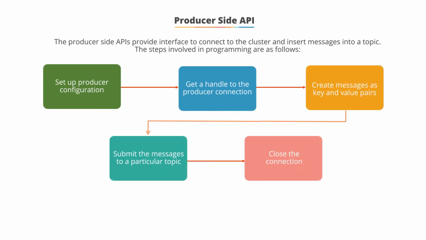Step number 1, set up producer configuration. Step 2 is get a handle to the producer connection. Step 3 is to create messages as key and value pairs. Step 4 is to utilize the producer connection to submit the messages to a particular topic. And step 5 is to close the connection.